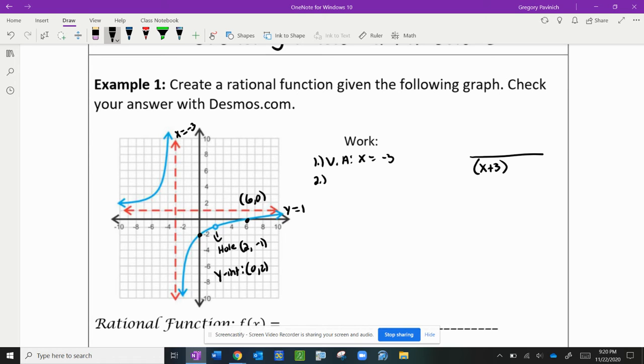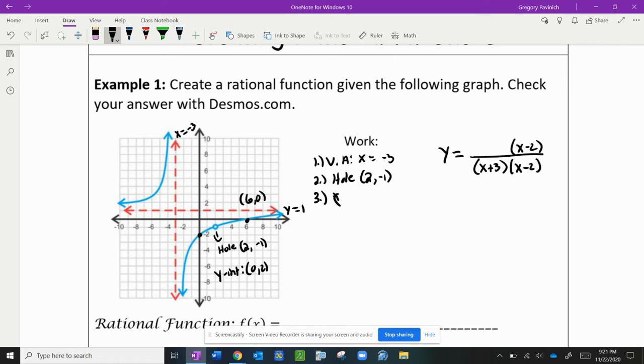Next thing that I know is I have a hole at x equals 2. So that would be an x minus 2, and that x minus 2 would also have to repeat in the numerator so that it would be a hole and reduce out.